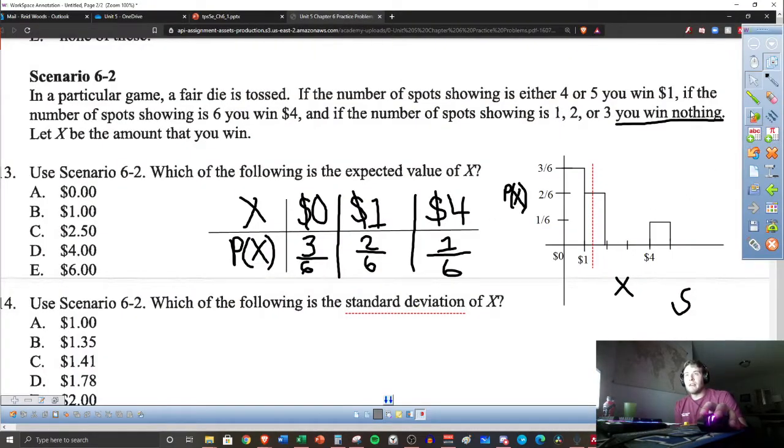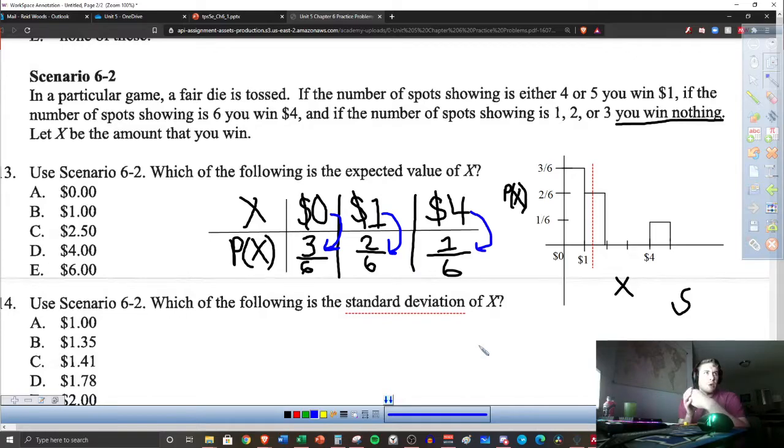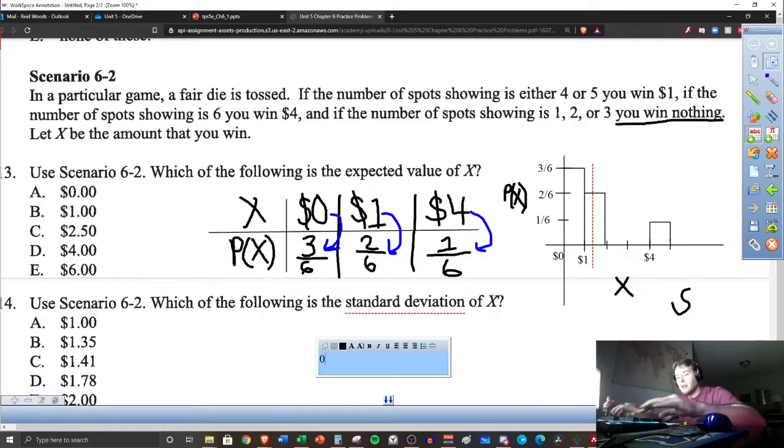So to find the expected value, we need to multiply each value by its probability. So that's what this blue is representing. Once we multiply them all together, we're going to add them. So it's going to be 0 times 3 out of 6 plus 1 times 2 out of 6 plus 4 times 1 out of 6. So that's what we need to do.